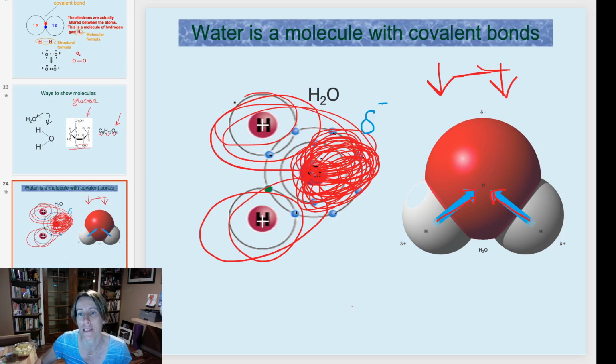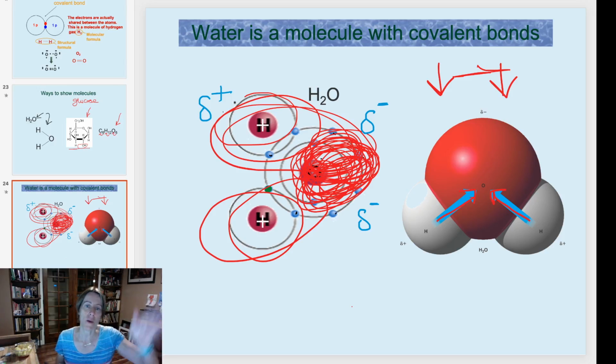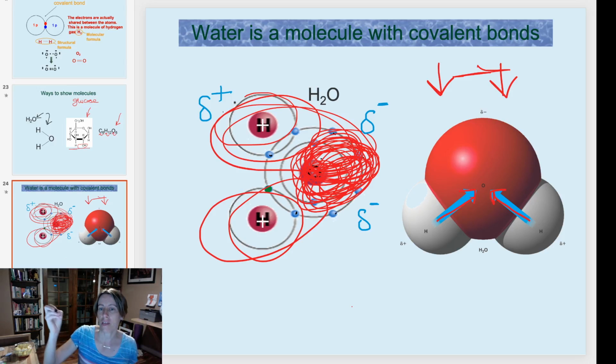And so we can say this side is partially, that's what this squiggle means, this S with a closed-in bottom, that means partially negative. And because the electrons are being sucked away from the hydrogen side of the molecule, the hydrogen side becomes partially positive. So from the left side to the right side of this water molecule, the side where the hydrogens are is a little bit positive, and the side where the oxygen is a little bit negative.